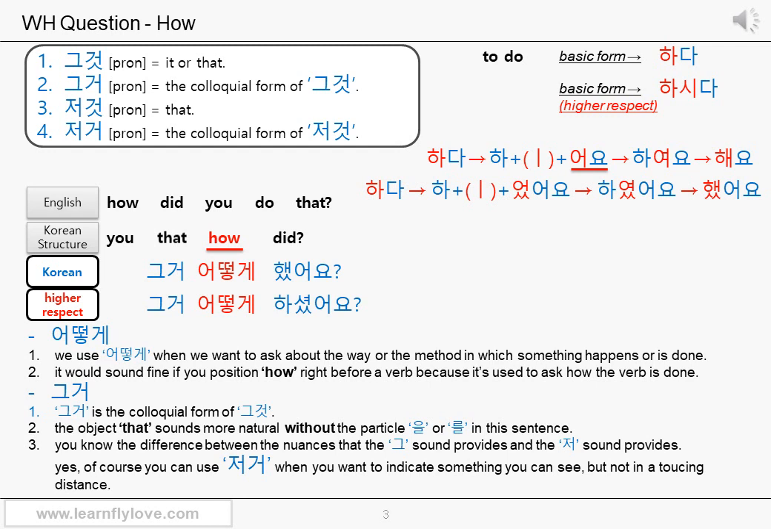So 하여요 is correct too grammatically. Yes, I know your jaw has dropped now. Surprising, isn't it? But people wanted to make it shorter, so they decided to combine 하 and 여 sound again. 하여 becomes 해 sound.